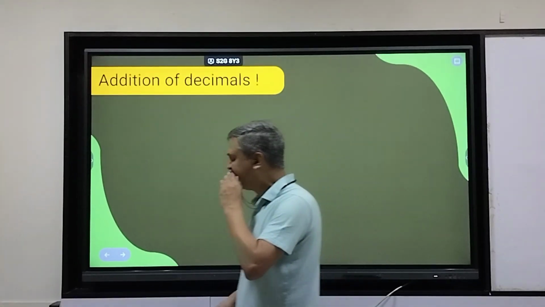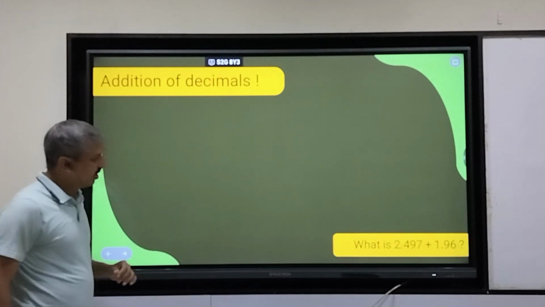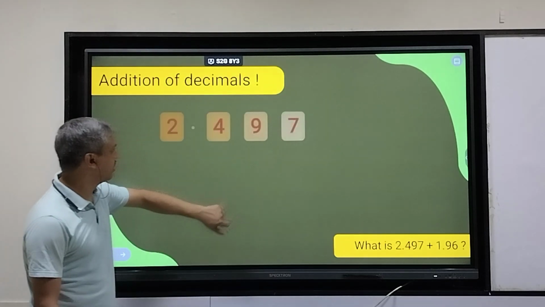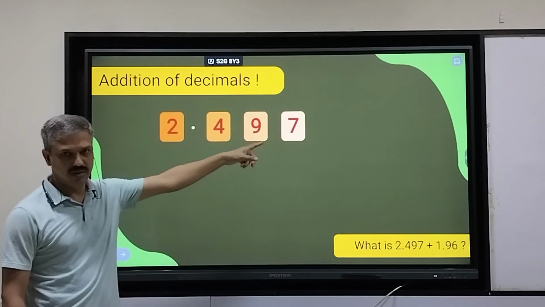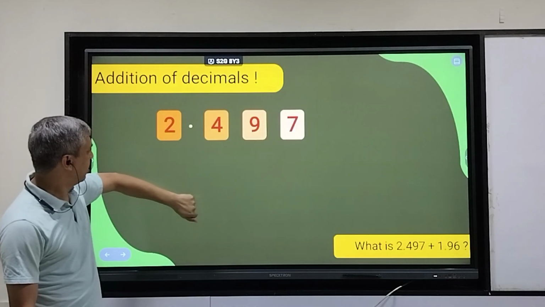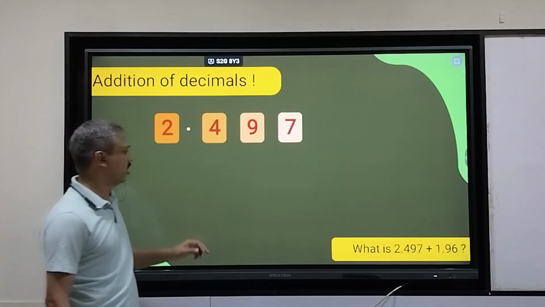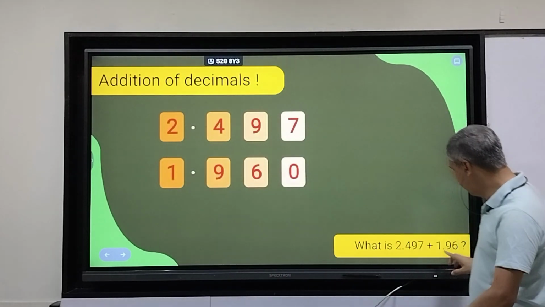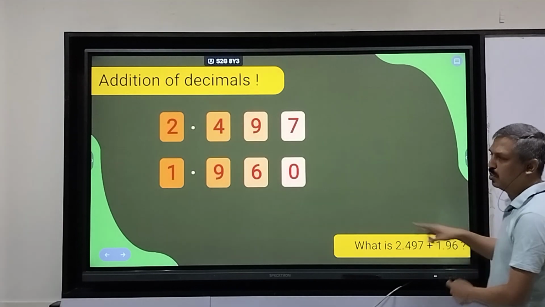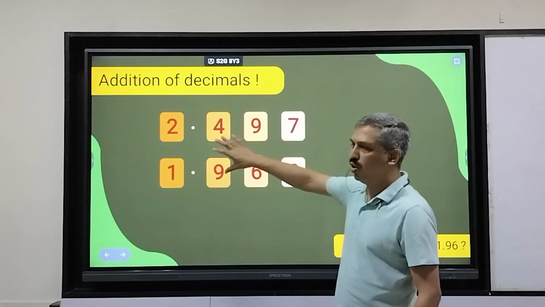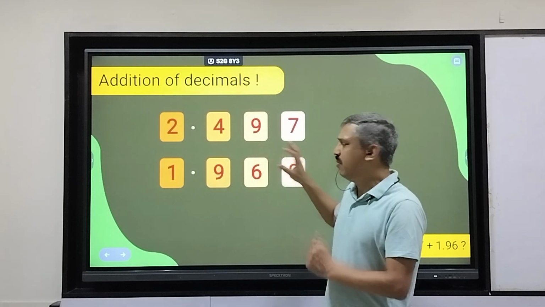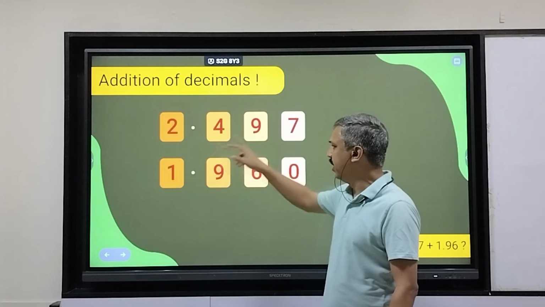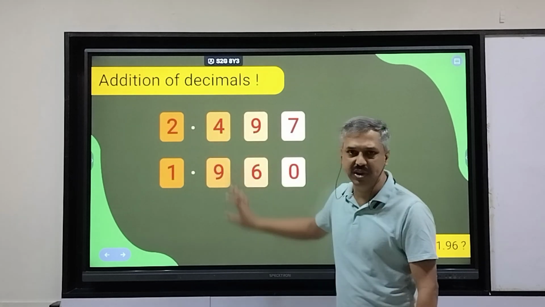Addition of the decimals. What is 2.497 plus 1.96? Let's see this. 2.497, the first number. And now I am adding 1.96. This is only 1.96, but we know we can add 0 in the end if we want. So to make like decimals, we added 0 here so that there are 3 digits after the decimal point in both the numbers.